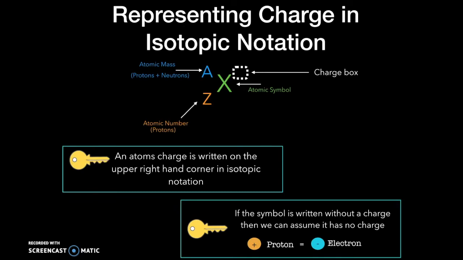So once we figure out what the charge is, how do we represent it using isotopic notation? If you remember from our previous videos, this is how you write isotopic notation. The charge goes in the charge box, which is written at the upper right-hand corner in isotopic notation. And these are our 2 key points. If there's no charge written in that charge box, then we can assume that that atom does not have a charge. Therefore, our number of protons is equal to our number of electrons.